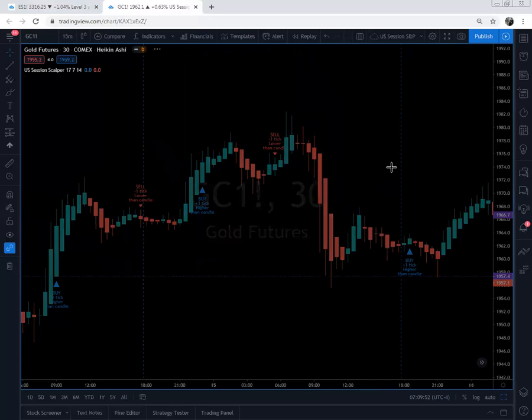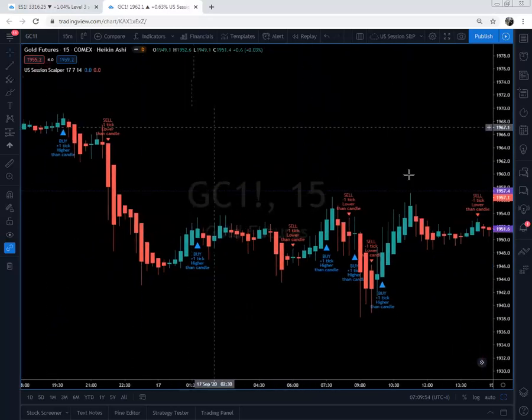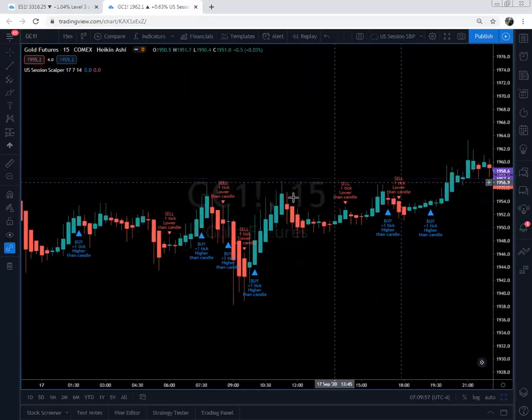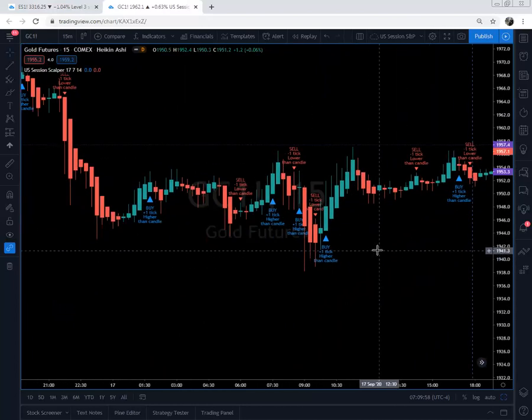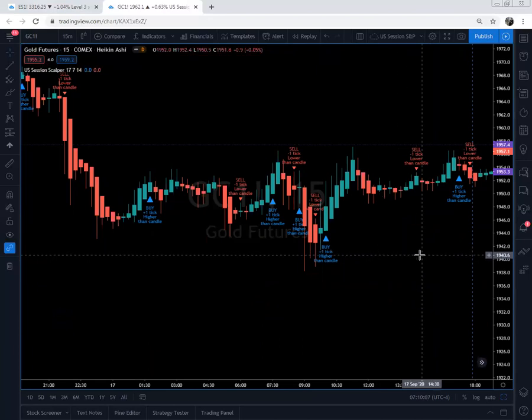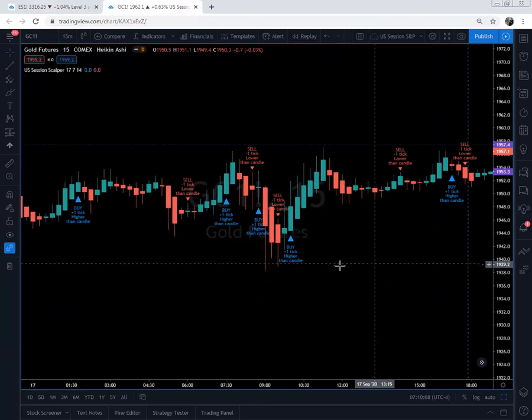It's not like the S&P that has a lot of volume. Or even the CL. CL used to have a lot of volume, I don't know why. Now it's very poor, like a turtle. I don't know what happened.